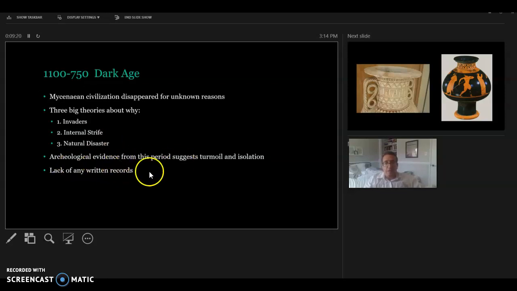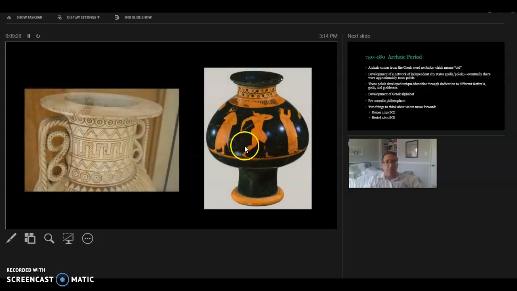The archaeological evidence we have suggests turmoil and isolation, right? There's a lack of written records. I don't think we have any written records from the era, right? And here's just an example of some pottery. This is from the Dark Ages, and this is from later during the classical period. But you can see here, the pottery is very simple. The geometric symbols, just very simple pottery as compared to this.